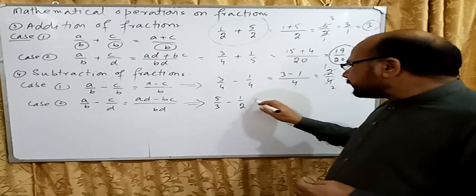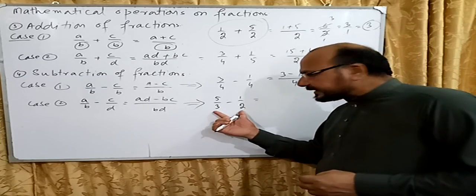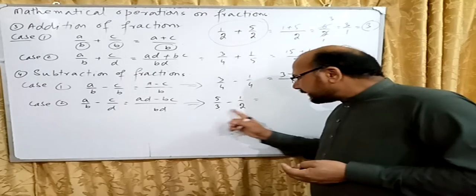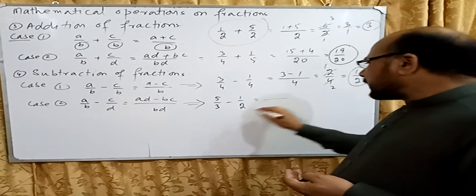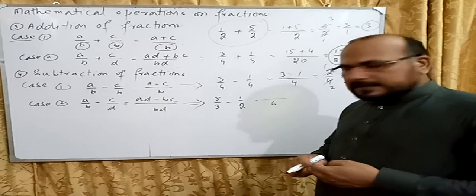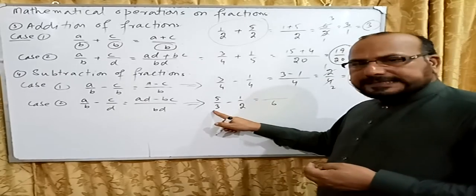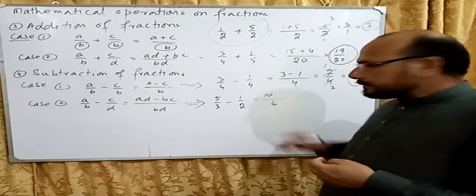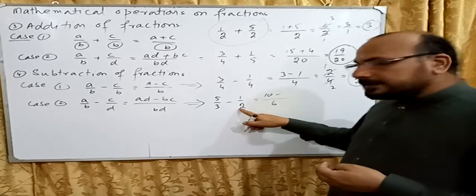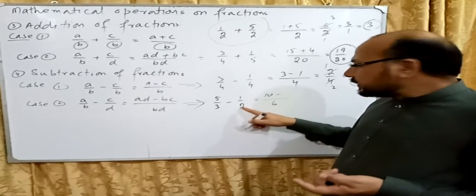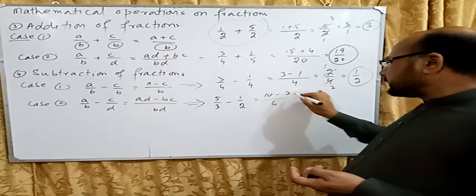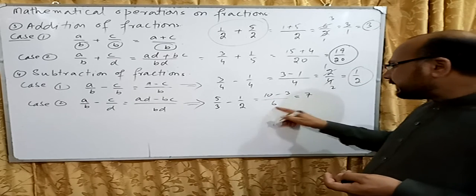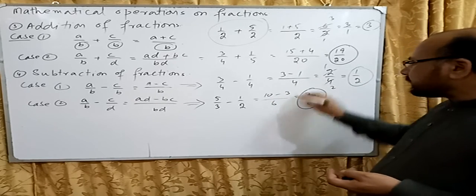Now, to subtract them, we will take the LCM. How do you get the LCM? Just multiply them: 2 multiplied by 3 becomes 6. Then 6 divided by 3 is 2, 2 multiplied by 5 is 10. Minus 6 divided by 2 is 3, 3 multiplied by 1 is 3. Then do the subtraction: 10 minus 3 is 7, divided by 6. So this will be the final answer.